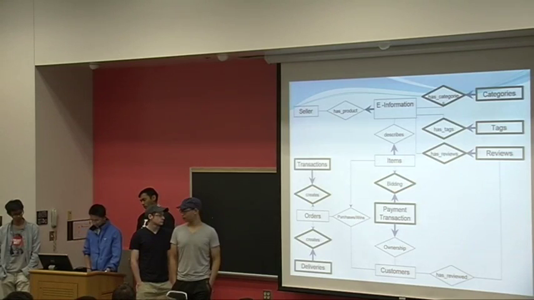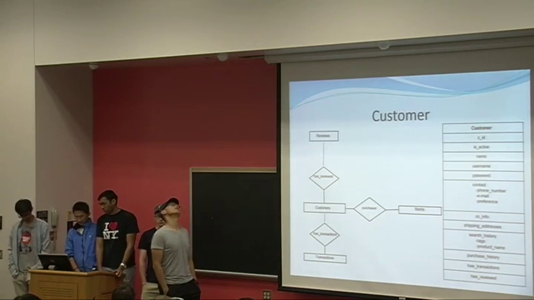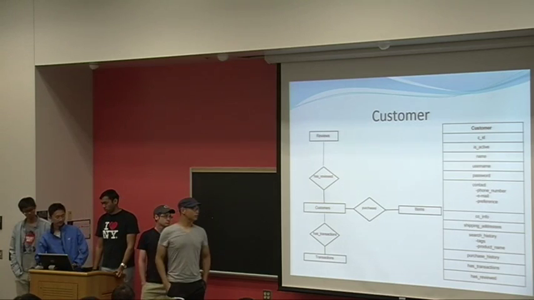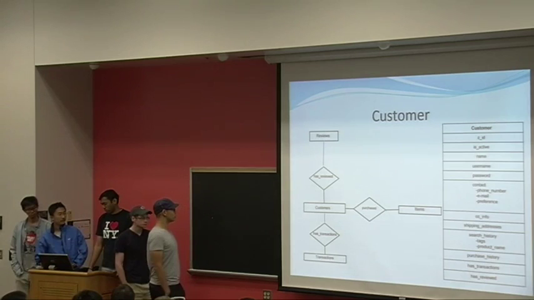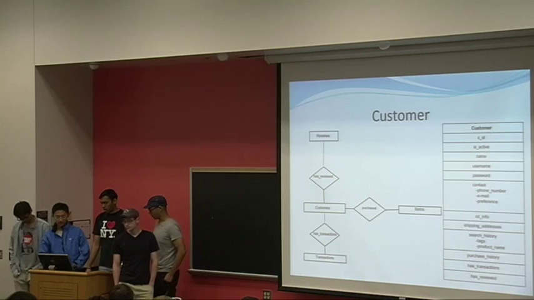All right, I'm going to start off by talking about the customer schema. So here you can see the ER model and the attributes associated with the schema. Basically, as you're signing up as a customer, we're just going to need your basic information: your full name, username, password, and your email. You have the option to put your phone number if you want to. We don't need your credit card information at first, but you won't be able to purchase any items. And there are shipping addresses that you can add.